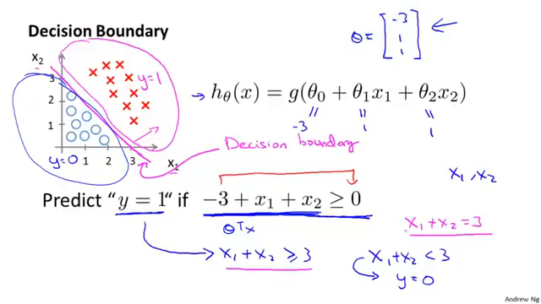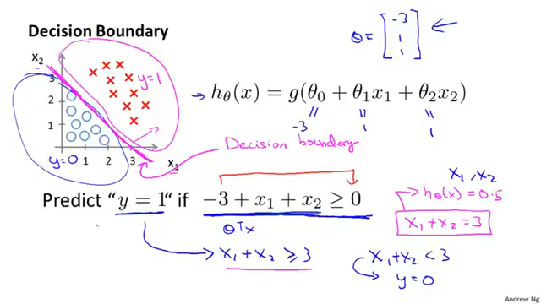And concretely, this straight line, x1 plus x2 equals 3, corresponds to the set of points where h of x is equal to 0.5 exactly. And the decision boundary, that is this straight line, is the line that separates the region where the hypothesis predicts y equals 1 from the region where the hypothesis predicts that y is equal to 0.